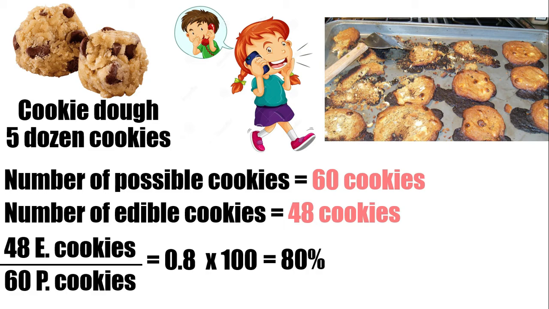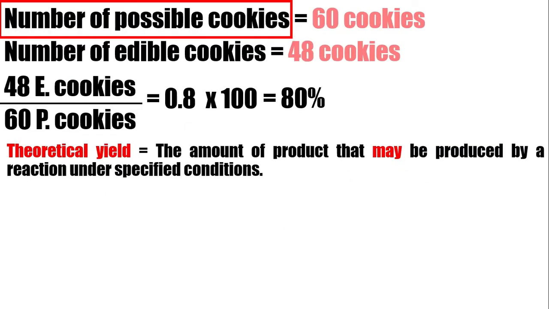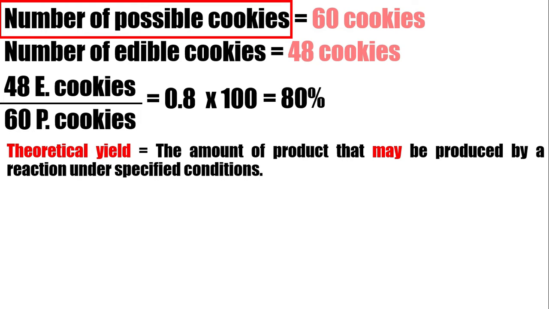Okay, so where does chemistry come in? The number of possible cookies is actually called the theoretical yield. It is the amount of product that may be produced by a reaction under specified conditions. So it came from the word theory. So if the cookies didn't burn, you will still have 60 cookies.